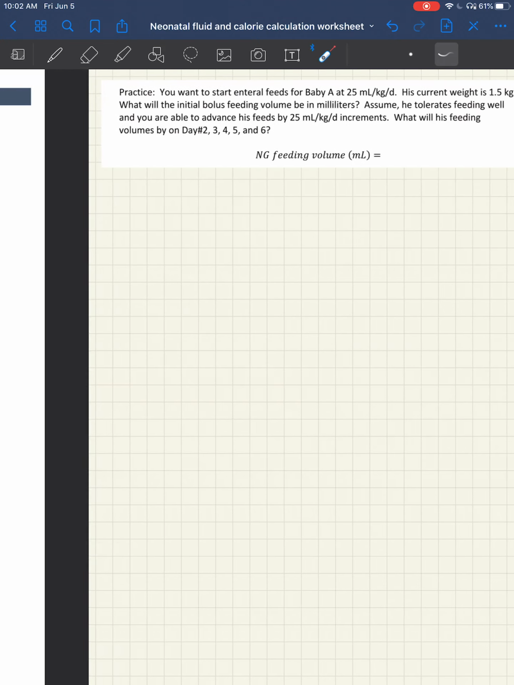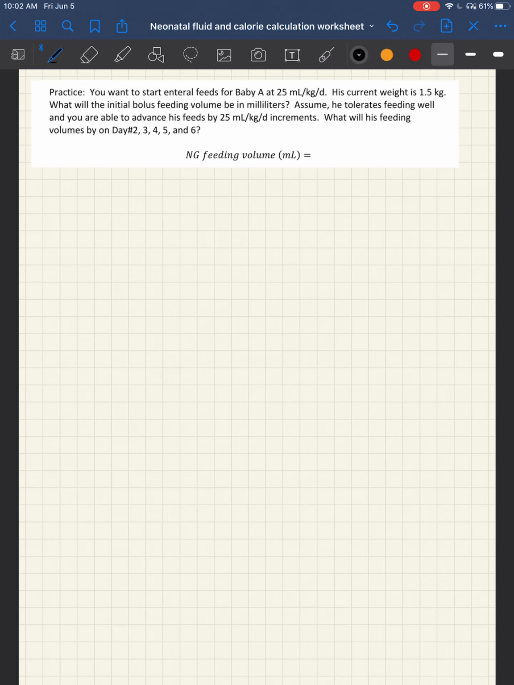Let's practice. In this problem, you want to start enteral feeds for baby A at 25 mils per kilo per day. His current weight is 1.5. What will the initial bolus feeding volume be in milliliters? And let's assume he tolerates the feeding well and we're able to advance his feeds by 25 mils per kilo per day increments. What will the feeding volumes be on day 2, 3, 4, 5, and 6?